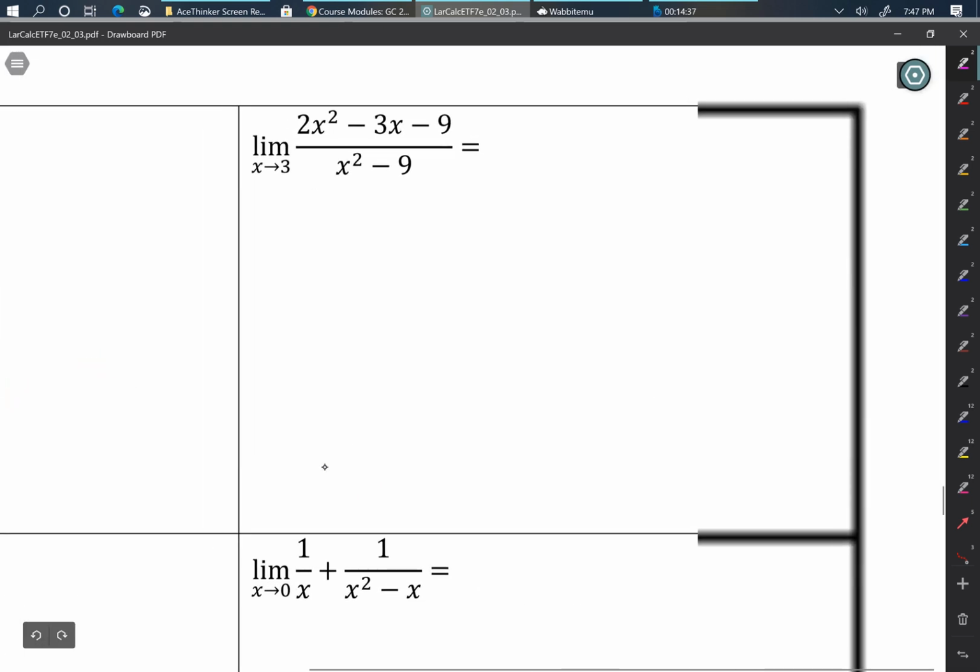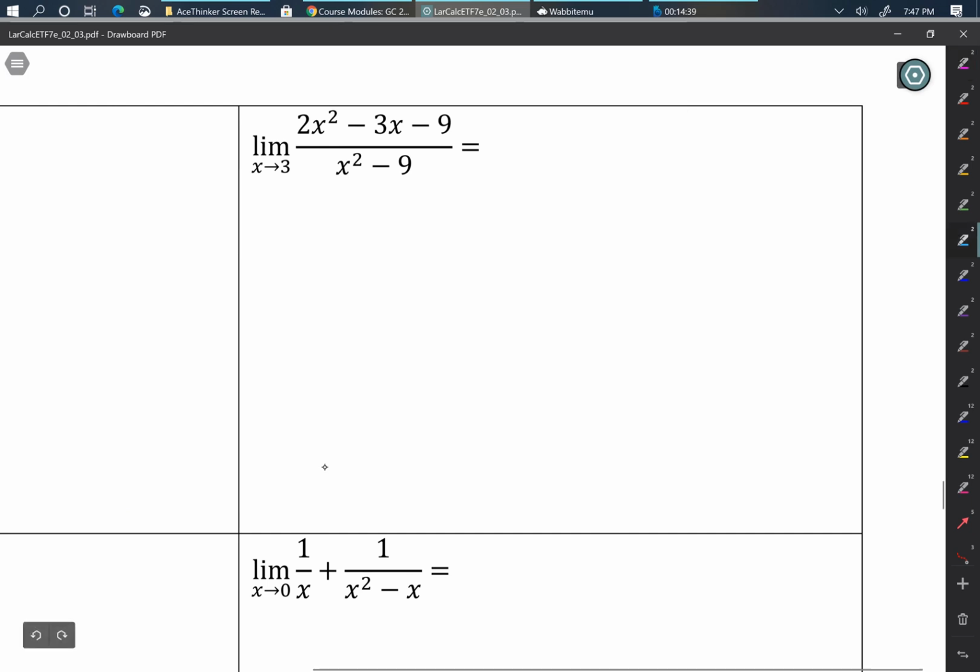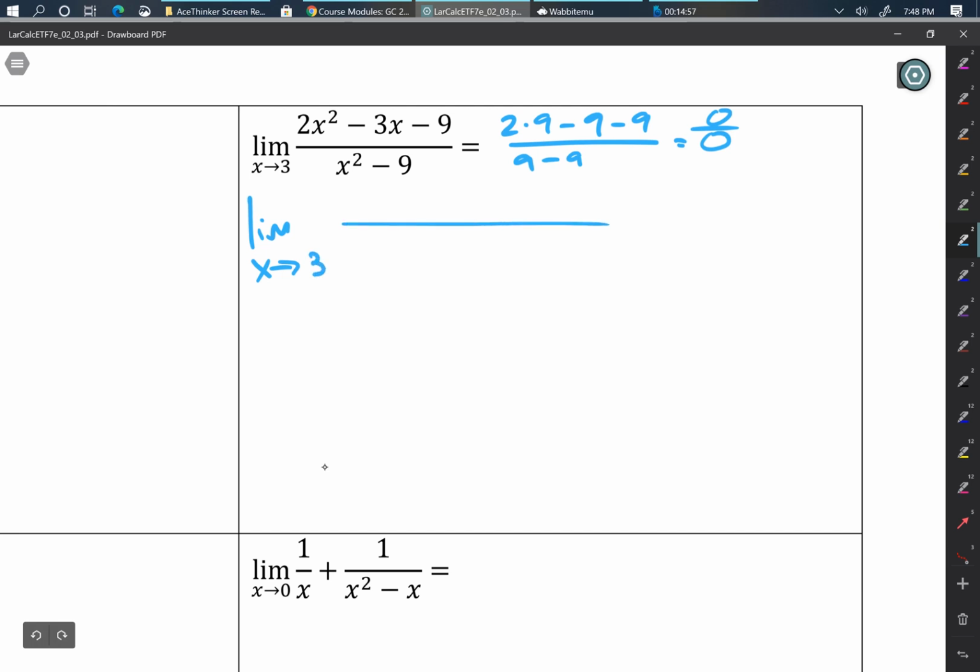All right, what's happening here? Direct substitution. That's what we always try. We're going to have 2 times 9 minus 9 minus 9 divided by 9 minus 9. That looks a lot like 0 over 0. So we're going to factor. Now this one's different. This is the first one where we had to factor both the numerator and the denominator.